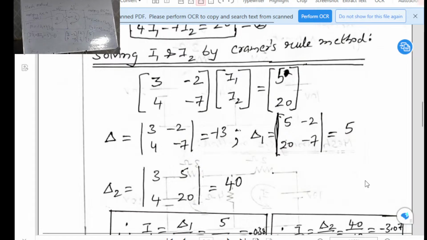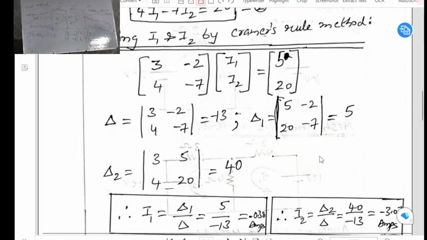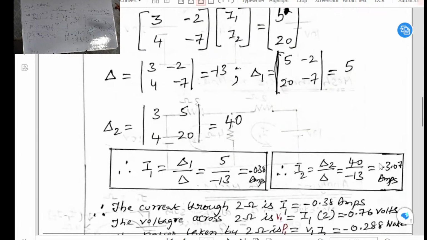Now delta 1. Remove first column. Apply the voltages 5, 20. Remove first column: 3, 4. Apply 5, 20. Apply det, we get 5 answer. Delta 2. Remove second column: that is minus 2, minus 7. Apply the voltages 5, 20. You get delta 2.